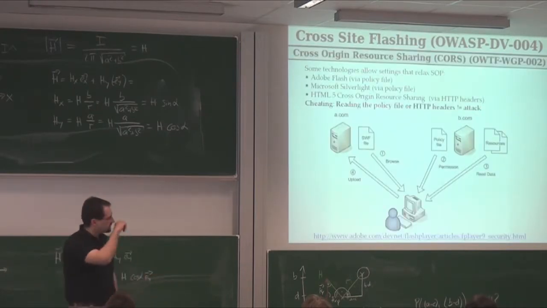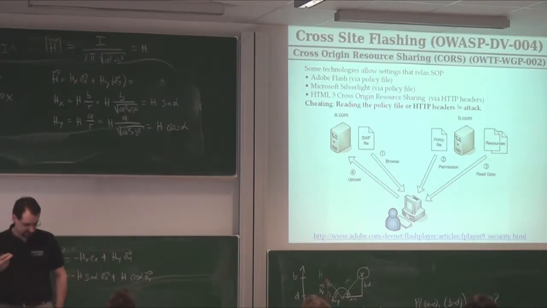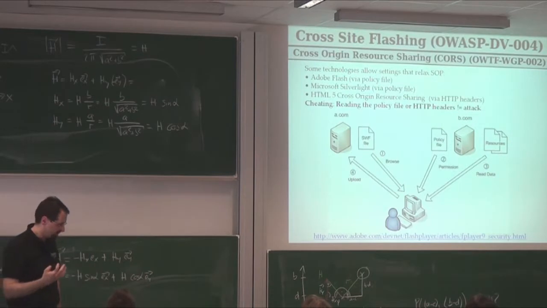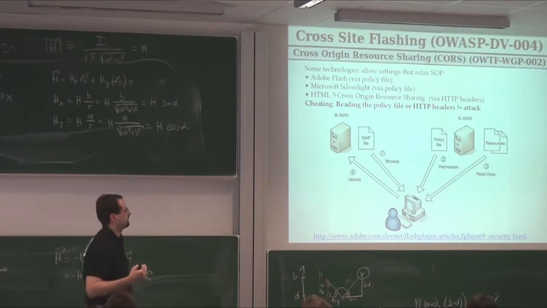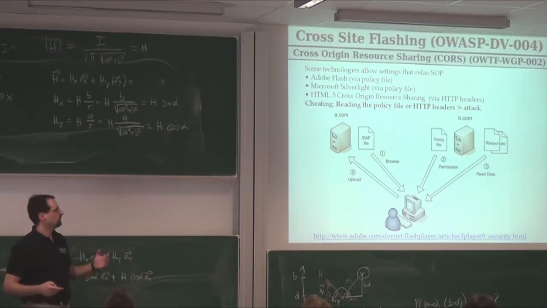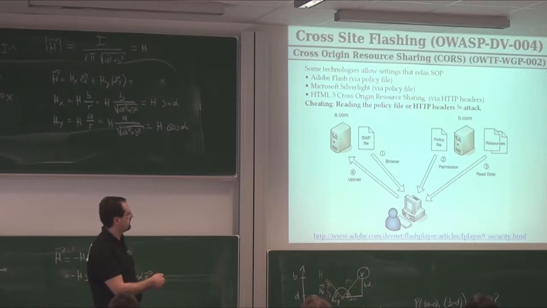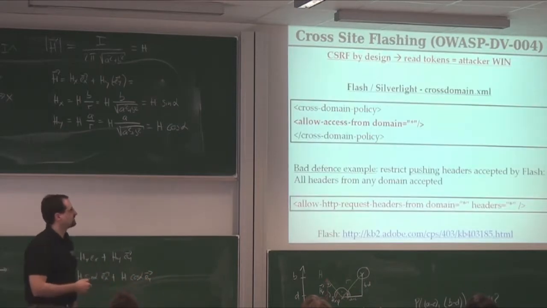Now, we just saw there that we are looking for policy files. The reason for this is that these three technologies, Flash, Silverlight, and HTML5 cross-origin resource sharing, allow you to relax the same origin policy that we touched on before. So this thing that you cannot read the response is, oh, maybe, depending on the policy file, or in the case of HTML5, depending on the HTTP headers. So this looks like this, right?